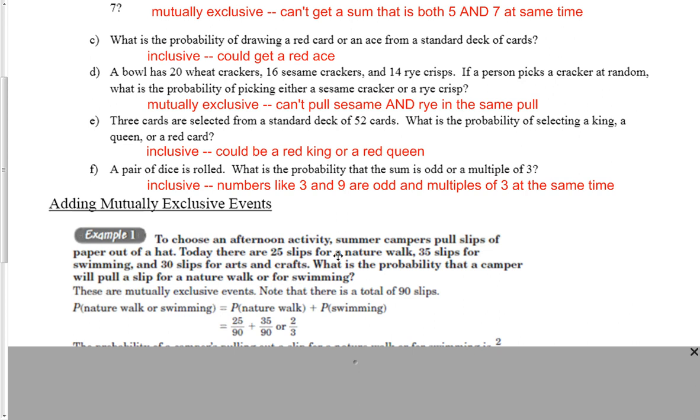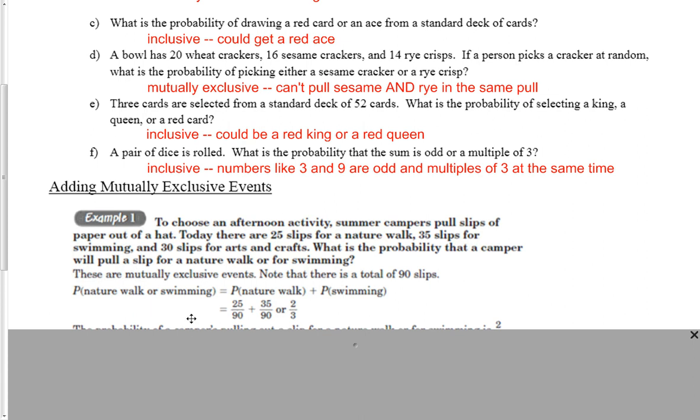Well, since there's no way to have 2 slips happen at the same time, they're mutually exclusive. And if you add up the numbers, there's a total of 90. So what you're going to do is take the probability of the nature walk plus the probability of swimming, and if you add them together, it's going to give you the probability of nature walk or swimming. And that adds up to 60/90ths, or 2/3.